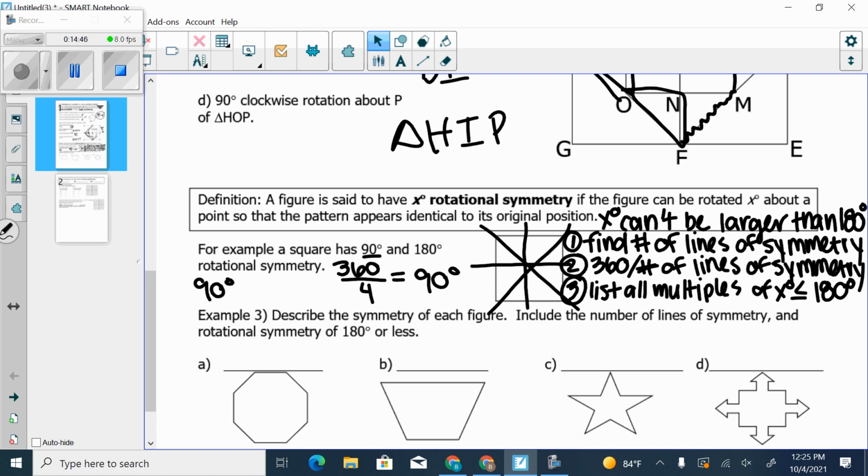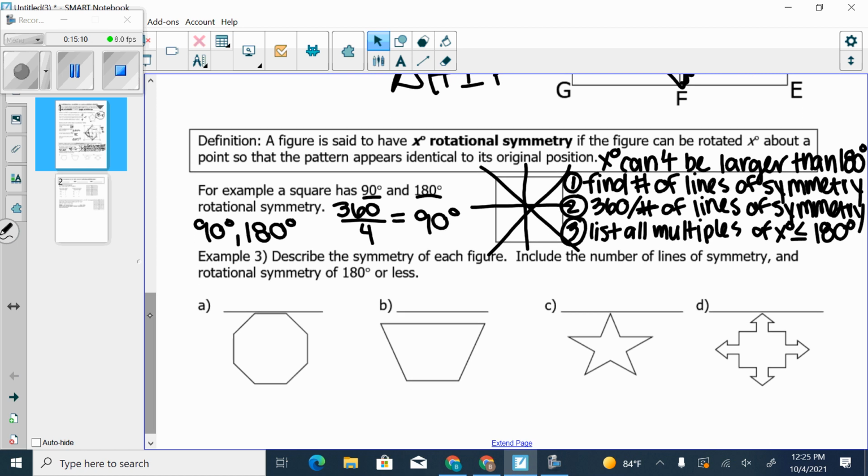And then that was just 90 times 1. What's 90 times 2? So that would be my second multiple, and it is less than or equal to 180. But that would be all we can do, because after that, it's too big. So it does work. So those are the 3 steps we're going to use to find our rotational symmetry.